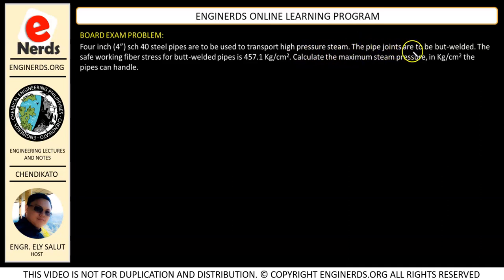The pipe joints are to be butt welded. The safe working fiber stress for butt-welded pipes is 457.1 kg per square centimeters. Calculate the maximum steam pressure in kg per centimeter squared the pipes can handle.